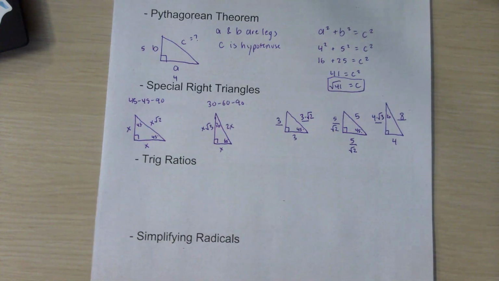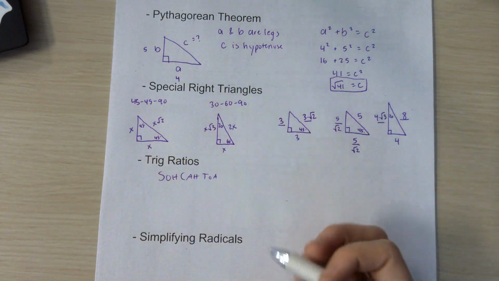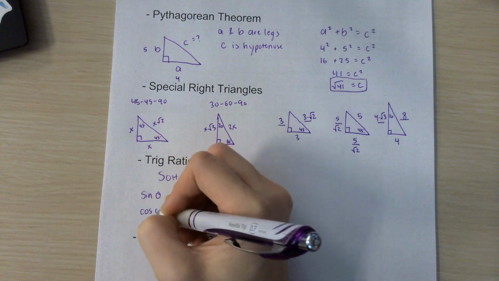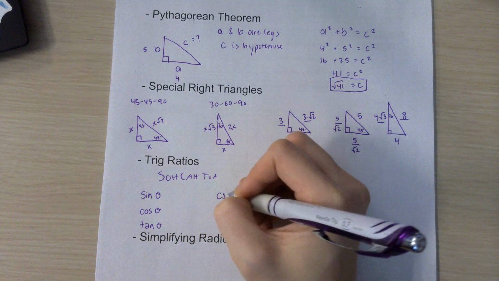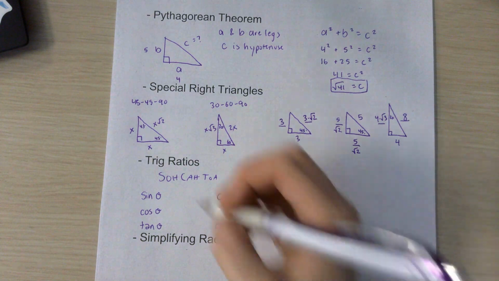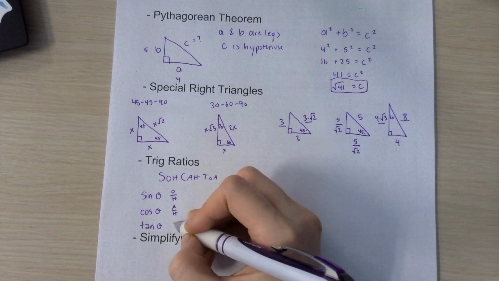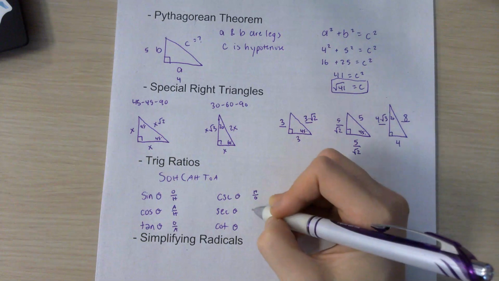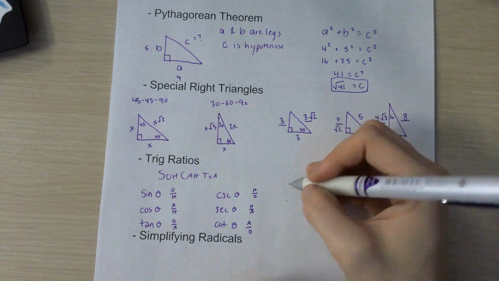All right, trig ratios. This is SOHCAHTOA. So we have sine of theta, cosine of theta, tangent of theta. And then the reciprocals, we have cosecant of theta, secant of theta, and cotangent of theta. So sine is opposite over hypotenuse, cosine is adjacent over hypotenuse, tangent is opposite over adjacent, and these three are all just flipped. So h over a and a over o.